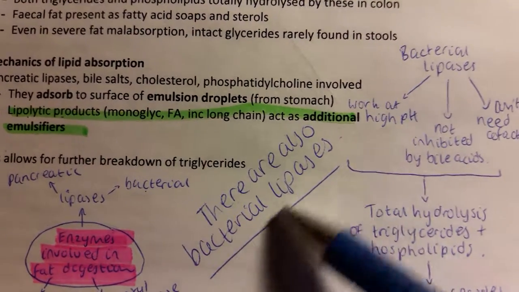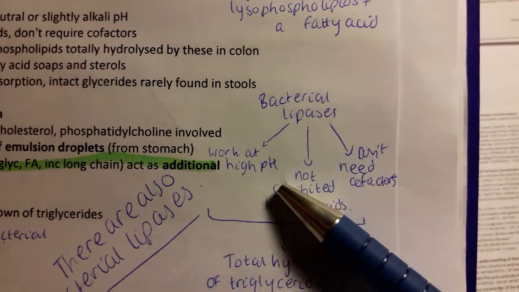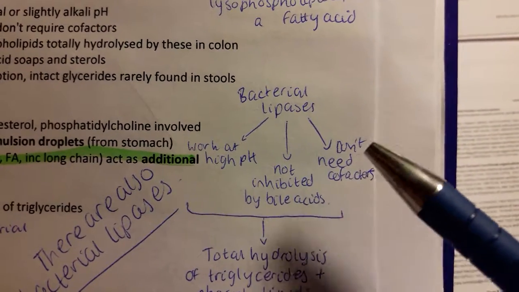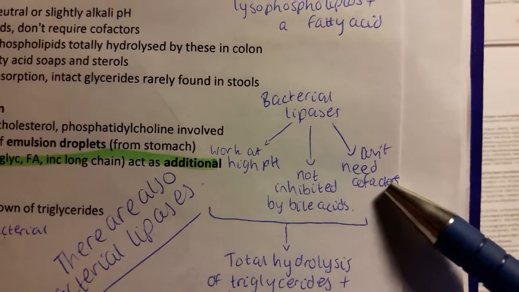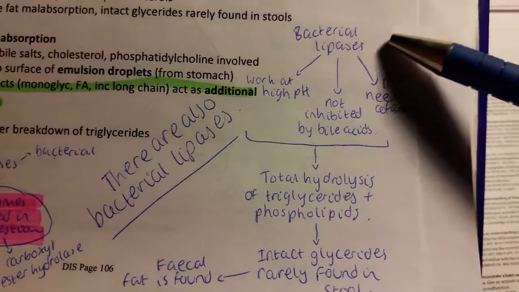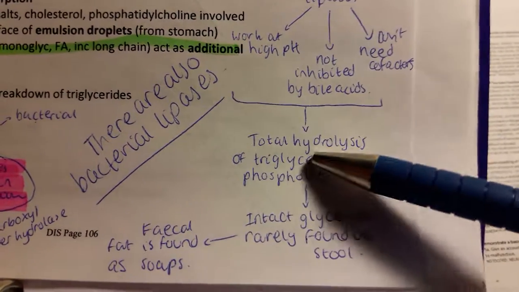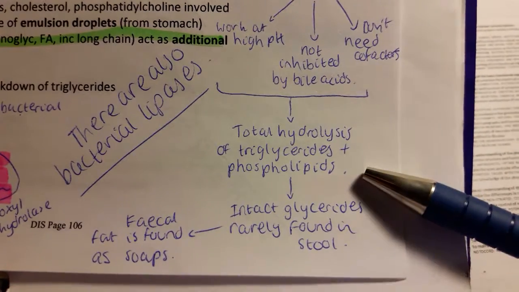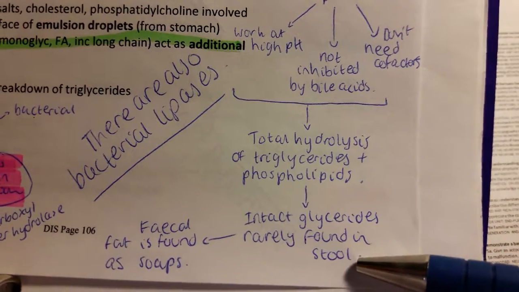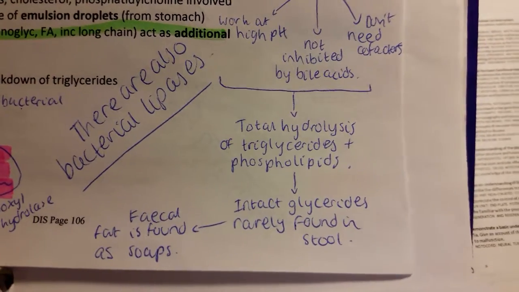And there are also bacterial lipases, so let's have a look at that. Bacterial lipases work at a high pH. They're not inhibited by bile acids, and they don't require cofactors. Remember, the pancreatic lipase requires colipase, whereas the bacterial lipases don't require that. Because they're very effective due to these reasons, it results in the total hydrolysis of triglycerides and phospholipids, and therefore intact glycerides are rarely found in stool. And as a side note, fecal fat is found as soaps in the stool.